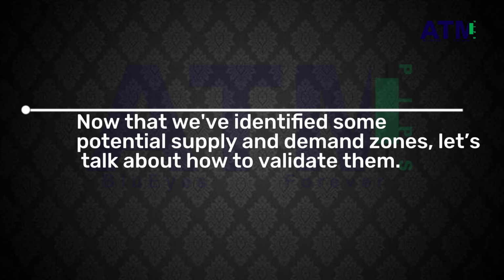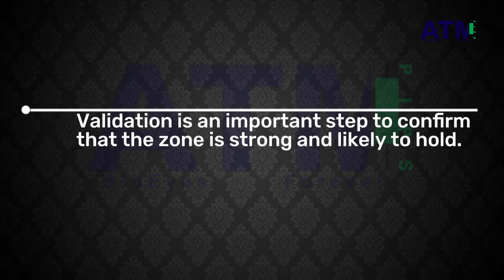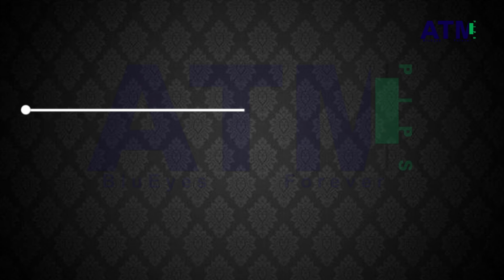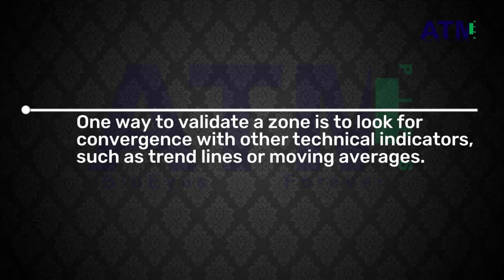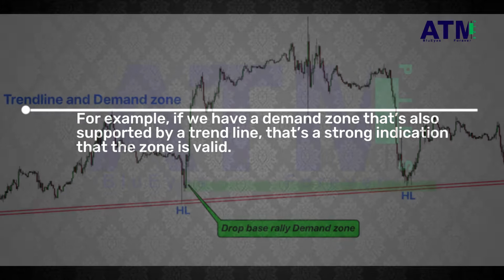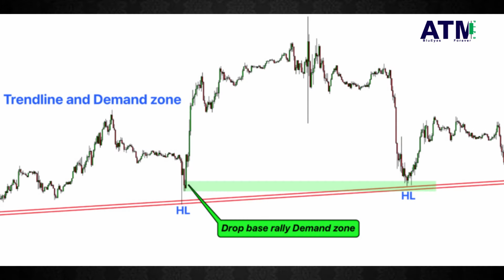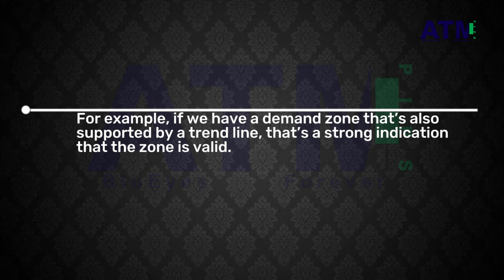Now that we have identified some potential supply and demand zones, let's talk about how to validate them. Validation is an important step to confirm that the zone is strong and likely to hold. One way to validate a zone is to look for convergence with other technical indicators, such as trend lines or moving averages. For example, if we have a demand zone that's also supported by a trend line, that's a strong indication that the zone is valid.